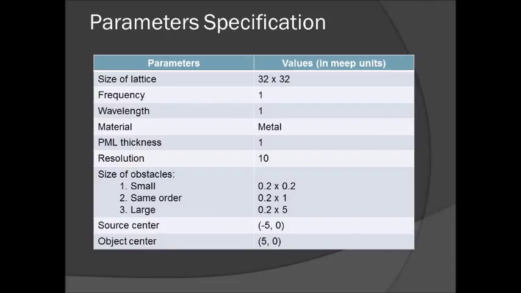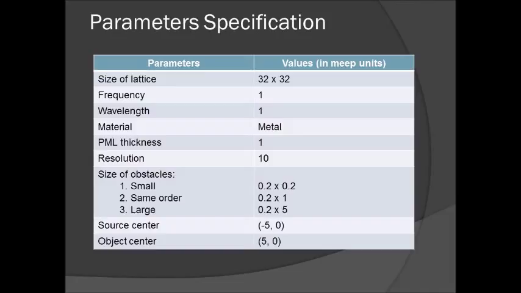The parameters used can be seen here. The size of the lattice is 32 cross 32. Frequency and wavelength are both 1. Material used is metal. PML thickness is 1. Resolution is 10.